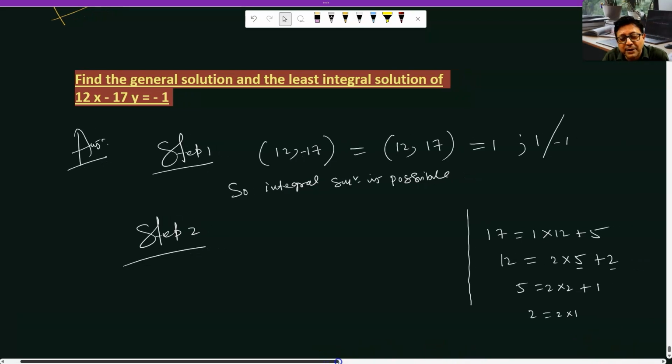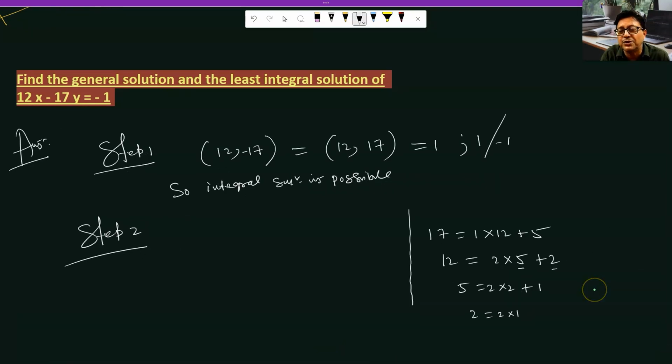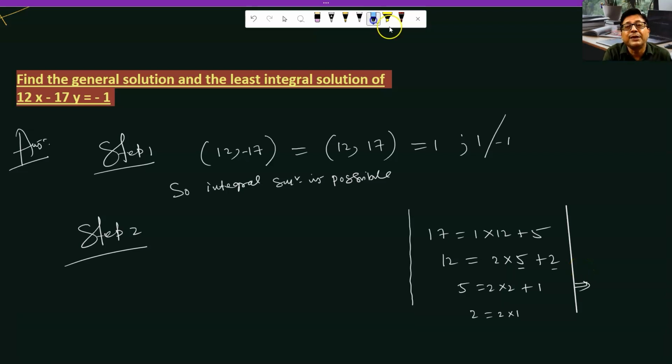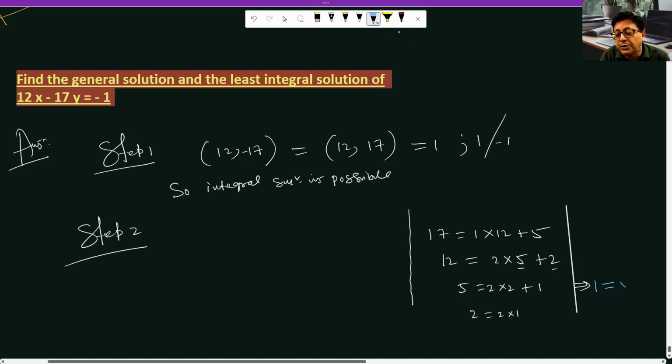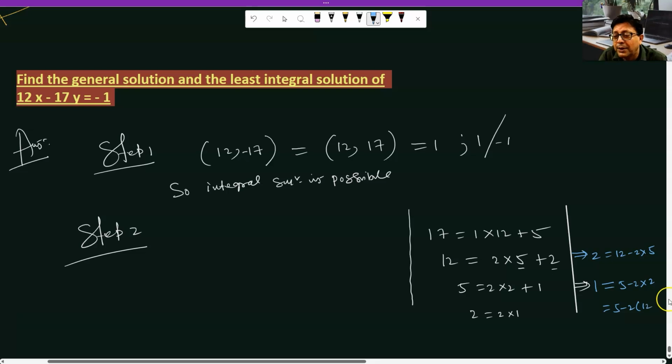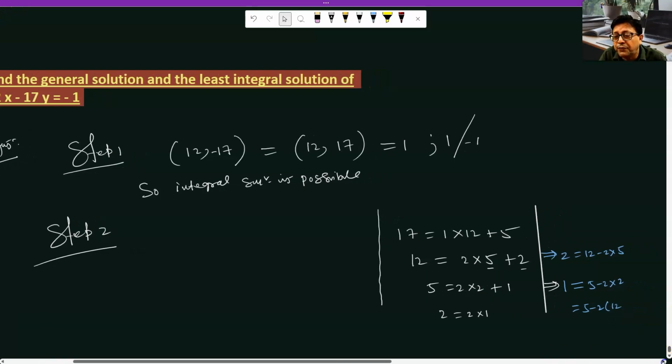Now for the elementary solution, that is the initial solution, we will use the reverse Euclid's lemma. Start from here. What is 1 over there? 1 is equal to 5 minus 2 into 2. What do you get from here? 2 equals 12 minus 2 into 5. Just substitute there: 5 minus 2 into, you need the value of 2. You just put this value of 2, that is 12 minus 2 into 5.